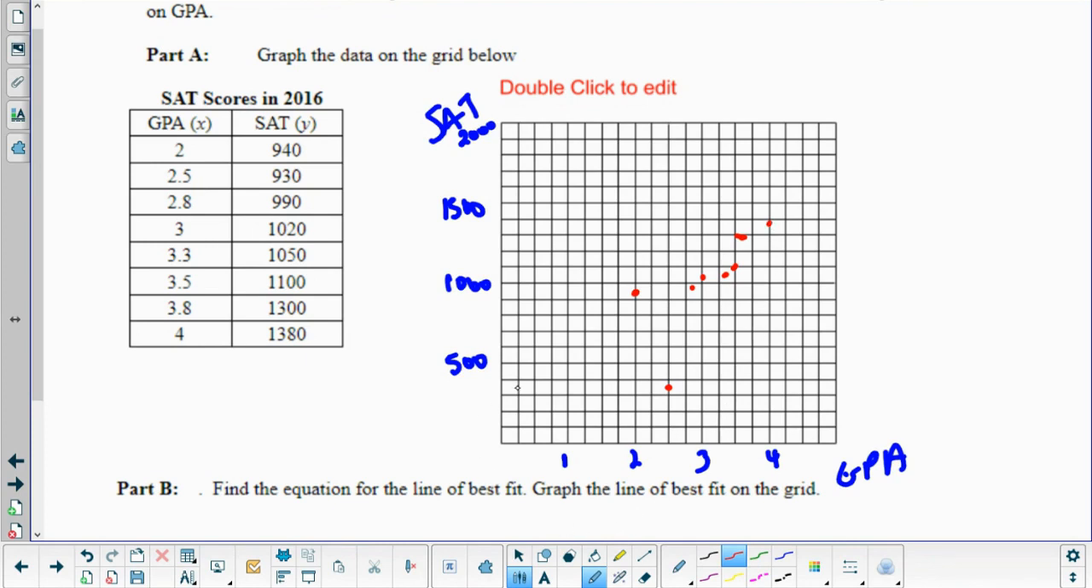So in this graph, we can kind of see this one over here is way out of line. Did I even do that one right? Let's see. 2.5 was 930. Whoops, that one should be up here.